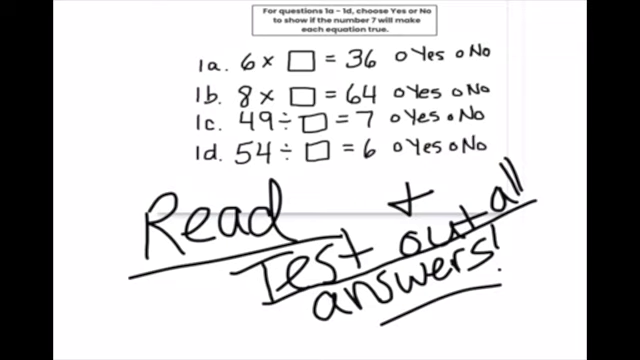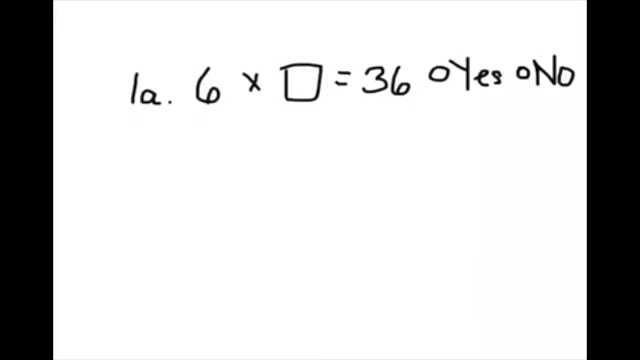So let's read this question. For questions 1A through 1D, choose yes or no to show if the number 7 will make each equation true. So the point of this problem is that I'm going to test out each equation by putting in the number 7, and we are going to see if it is true or not true. And we're going to do that right now by testing it out with 1A first. So to find out if we have yeses and nos is to test out each and every part of the problem.